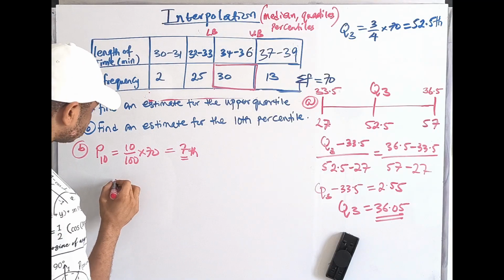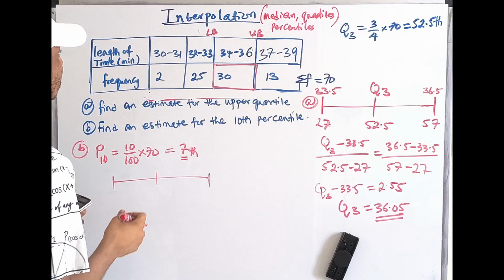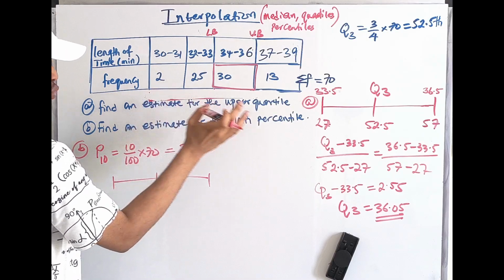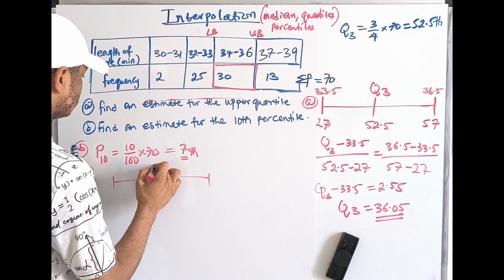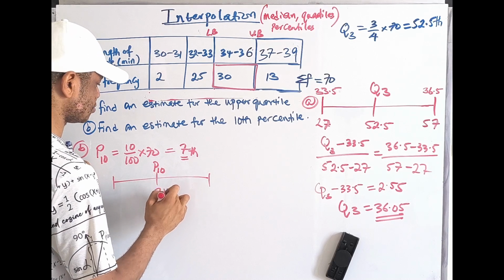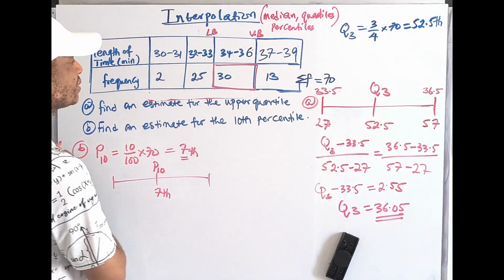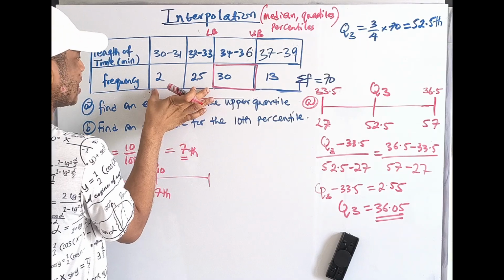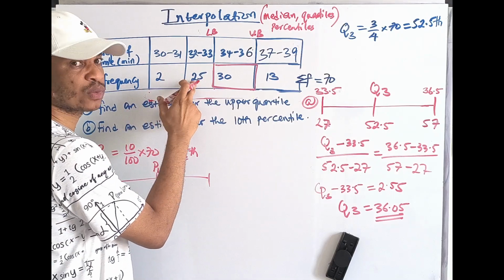So I'm just going to repeat the same thing. Now, where is the 7th position? Just watch what I'm doing. I'm finding P10, and this is in the 7th position. The 7th position definitely will be here. Will it be there? No, it will not be there. It will be here, because the first and second numbers are here. The 7th number will lie here.